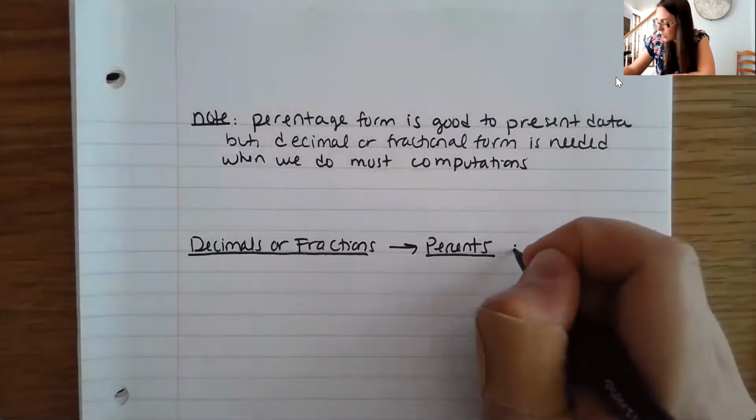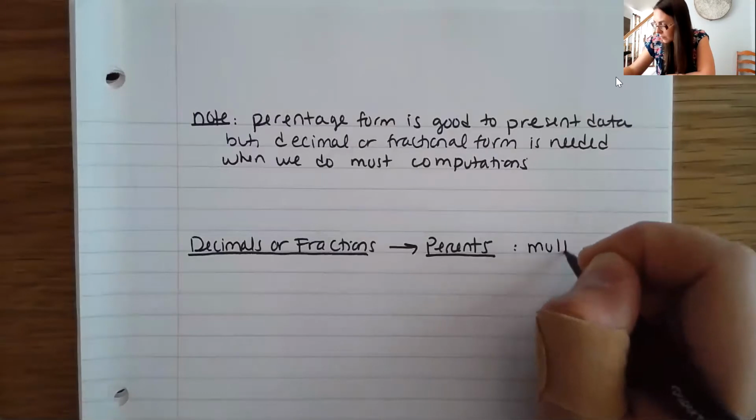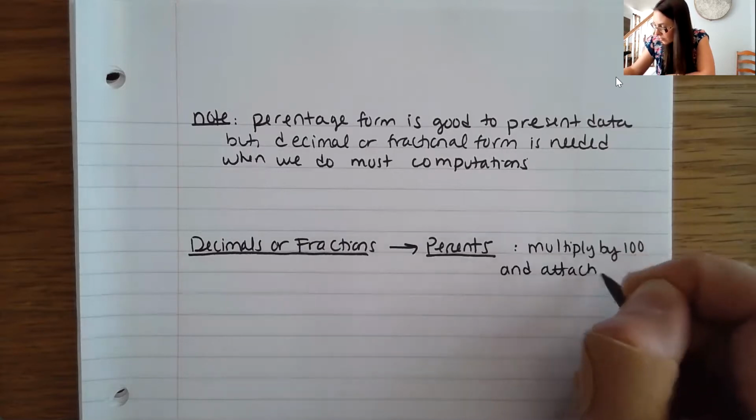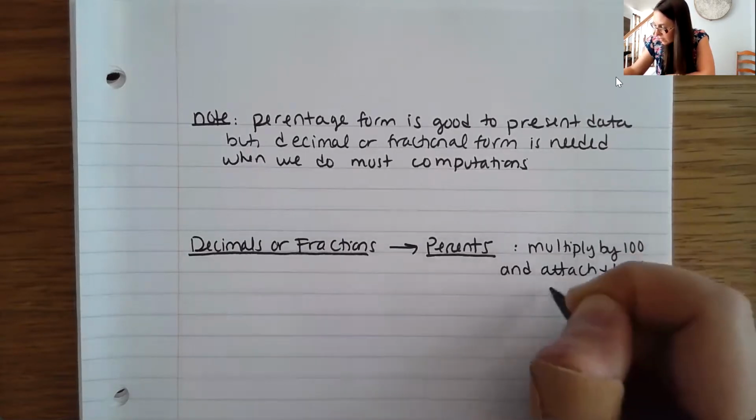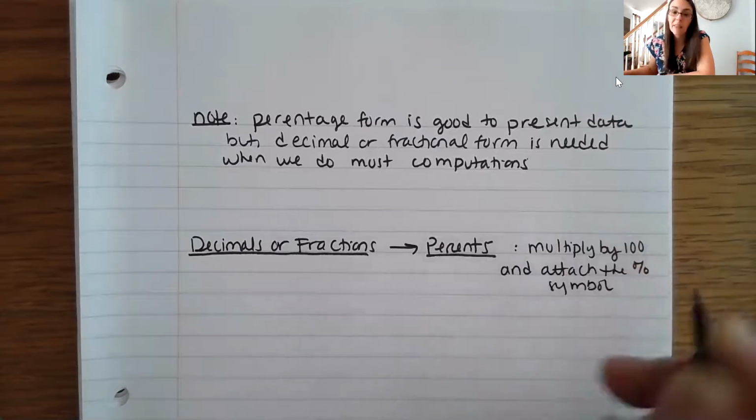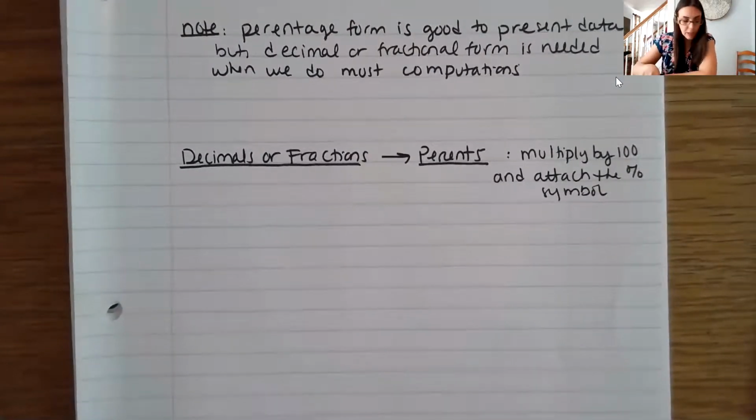All you need to do is multiply by 100 and attach the percent symbol. And that's the same strategy for both. So it's pretty nice.